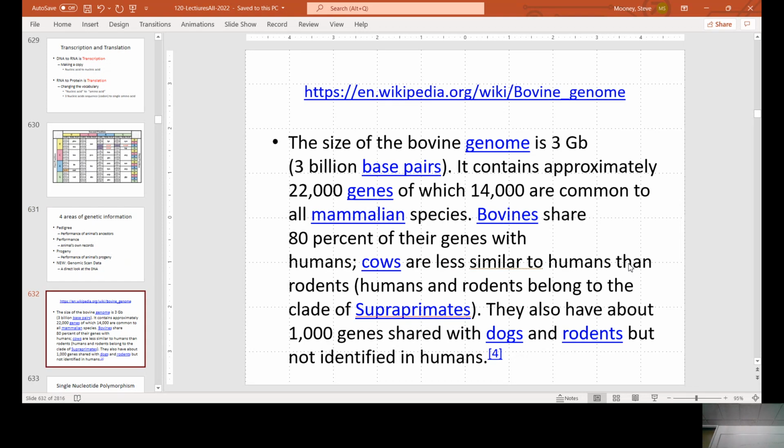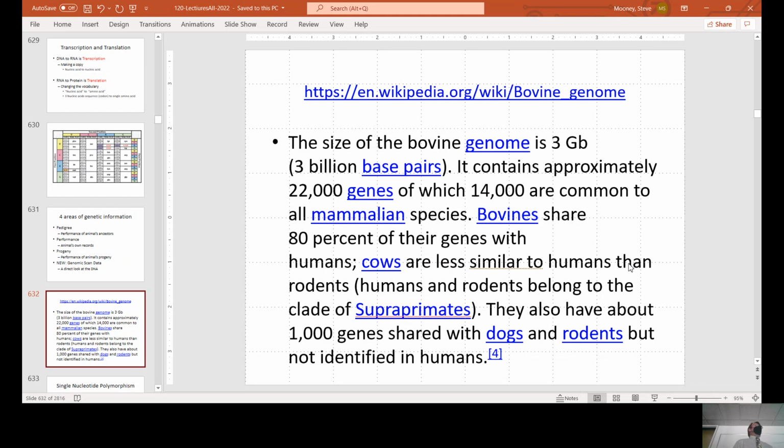So the bovine genome, 3 big gigabytes or 3 billion pairings of A and T and G and C. Put it in a specific order, get you a cow. Those pairings are divided into 22,000 genes, 14,000 of which are all common to mammals. So there's a repetitiveness of the genes that occur. Bovines share 80% of their genes with humans.